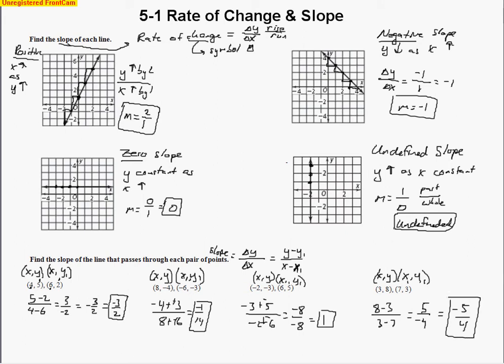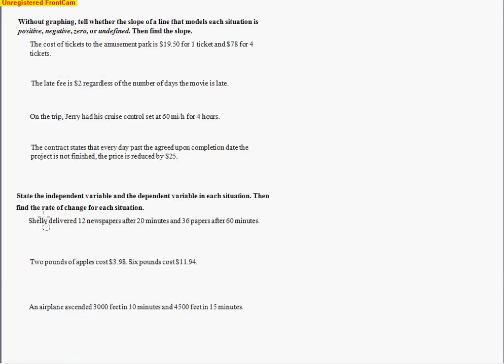So let's take a look at the next set of directions. We've got some word problems, and what they're asking here is, without graphing, tell whether the slope of the line models each situation as positive, negative, 0, or undefined. So again, positive slope looks like this: x's and y's are both increasing. Negative slope tells me that the y's are decreasing as x's increase. Zero slope means we have a flat line. And an undefined slope means a vertical line.